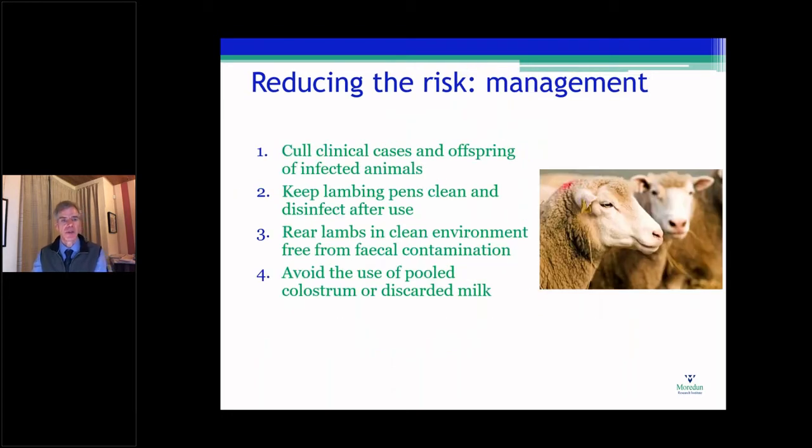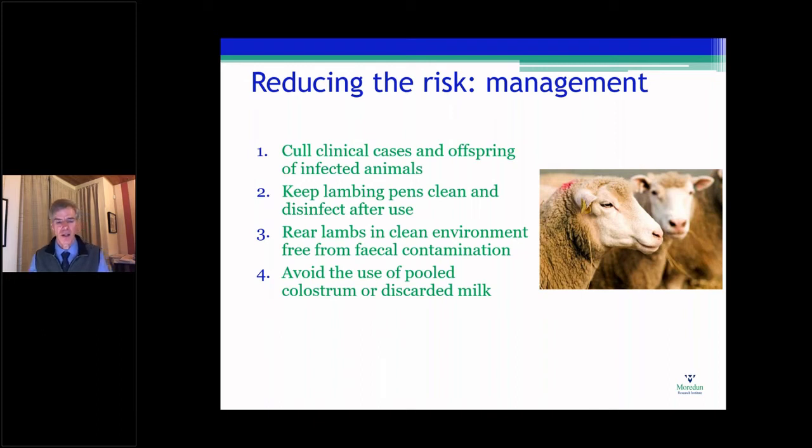In terms of management, in the farms that we work with, the test and cull, as we've mentioned before, is a really effective way, culling out clinical cases, but also removing the infected offspring of those particular animals as well. Keeping hygiene levels high is always a good idea for all sorts of disease control management systems, the lambing pens, of course, as well as where you rear your lambs.